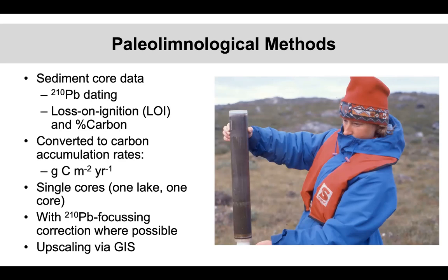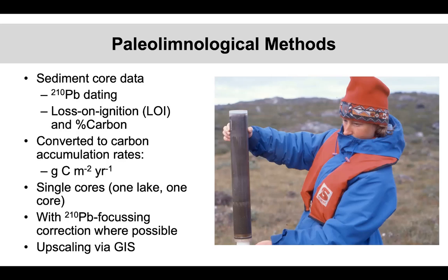And to measure carbon, we used a very simple but widely used technique called loss-on-ignition, where we basically burn off all the organic matter at 550 degrees and measure how much was lost by comparing the masses before and after. This was then converted to carbon accumulation rates, which I'm going to often call the organic carbon burial rate, in a standard gram carbon per meter squared per year, and that's meter squared of lake area. In most cases, only a single core was collected from each of the lakes in this study.